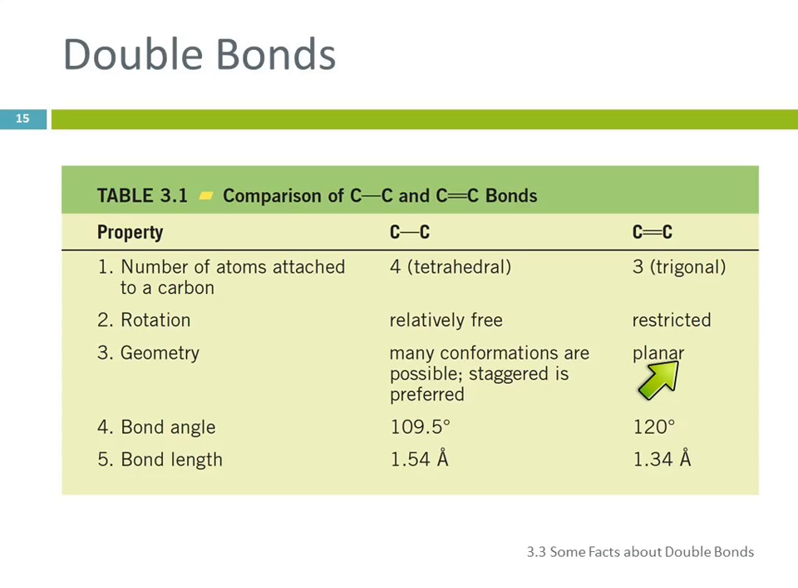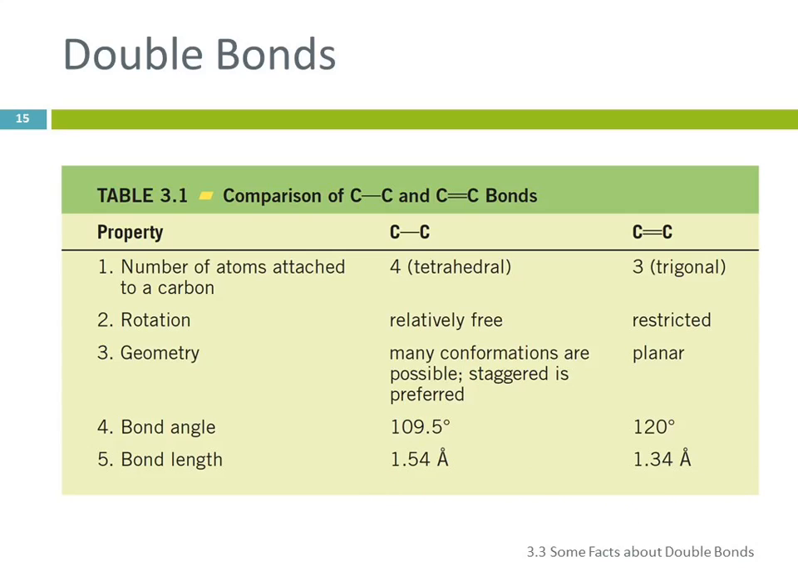The geometry of the double bond is planar, it's flat, and I'll show you a model of that in a minute. The bond angles will be different because of the number of groups. This is 109.5, that one's 120. And the bond length is different. A single bond is longer than a double bond.